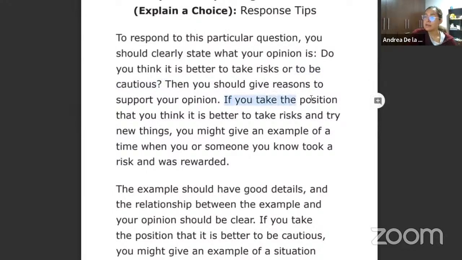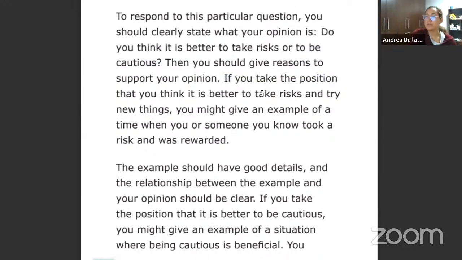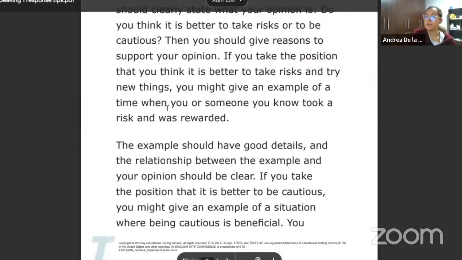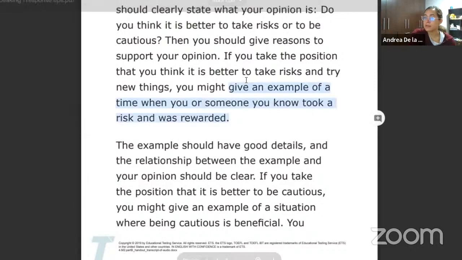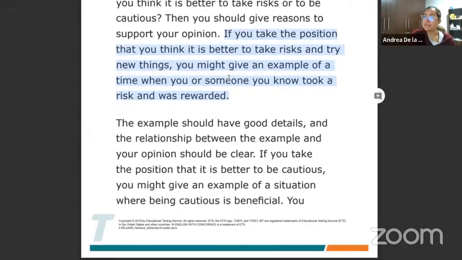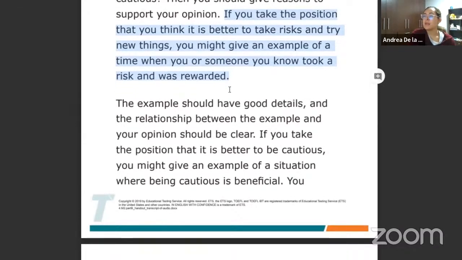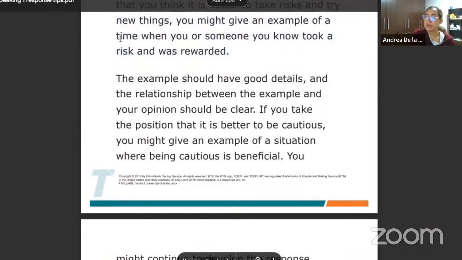And then they say, if you take the position that you think it's better to take risks and try new things, you might give an example of a time when you or someone that you know took a risk and was rewarded, right? Look at what they suggest: that you use personal examples. They say you might give an example of a time when you or someone that you know took a risk and was rewarded. So they preferably want you to go with a personal example.